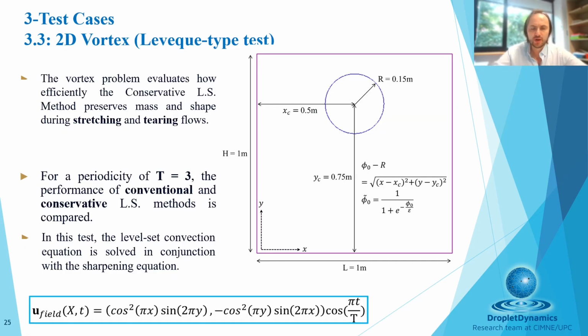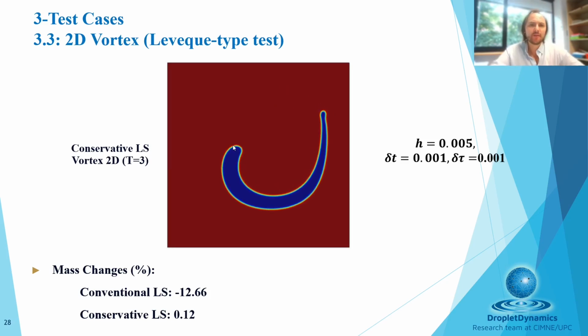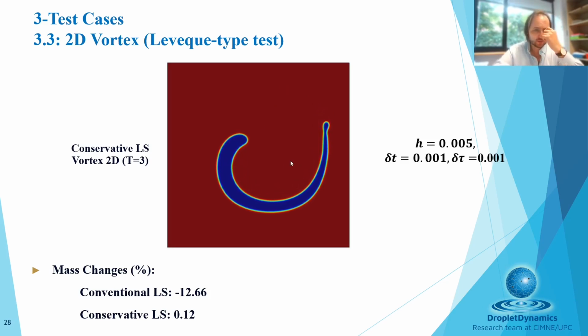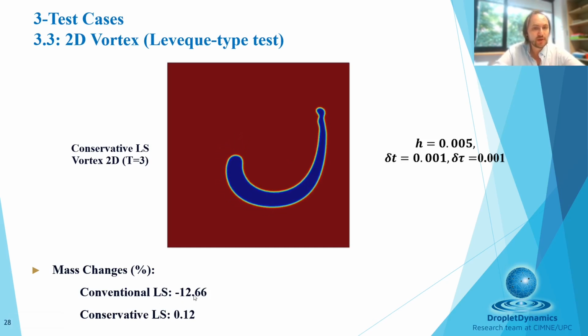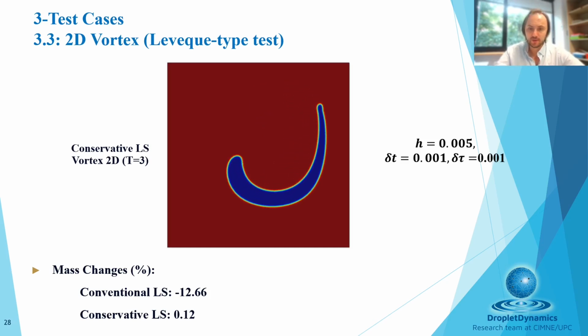Next, we solve here the famous Leveque type test. Okay, we solve it here in 2D. So we prescribe a given velocity field. We see how our originally circular drop deforms, and after some periods, it goes back to its original configuration, and we can see that application of the conventional level set, in this case on this mesh, led to nearly 13% of mass loss, while conservative level set in the implementation I've shown considerably improves it. It improves it 100 times.